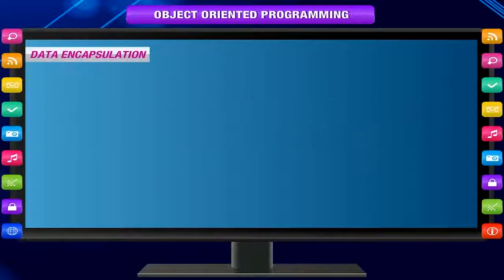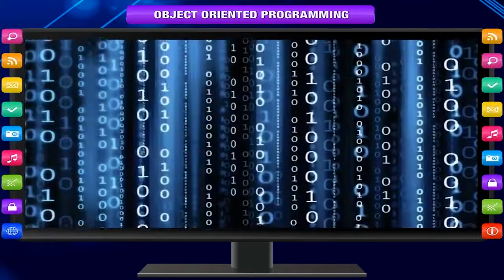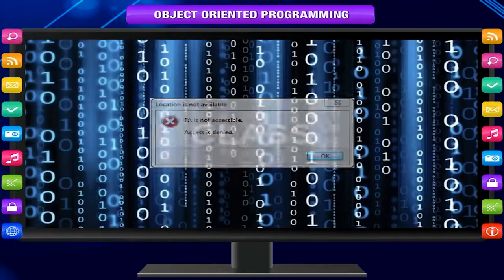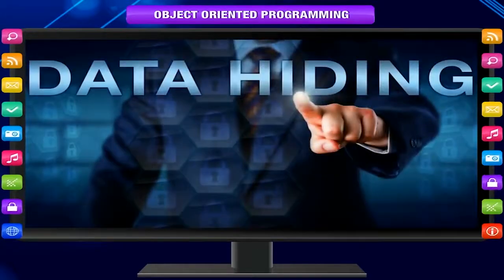Data encapsulation. The wrapping up of data and methods into a single unit is known as encapsulation. The data is not accessible to the outside world. Only the methods that are wrapped up in the class can access it. This is also known as data hiding, as it insulates data from the direct access by the program.